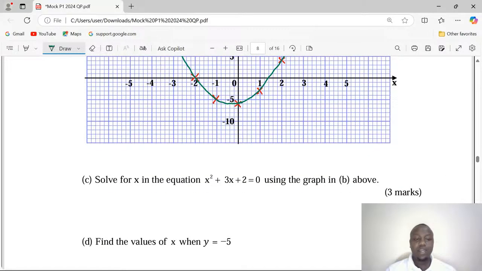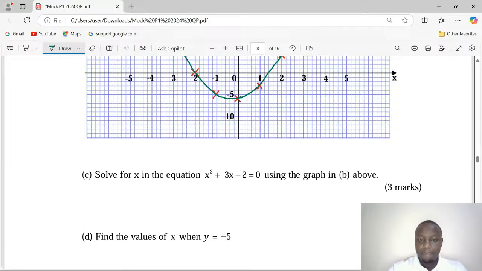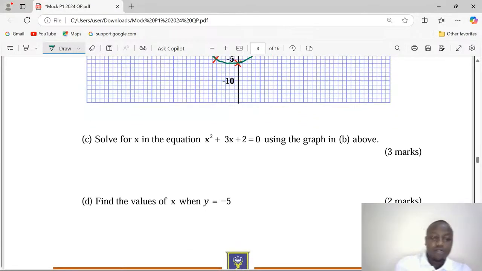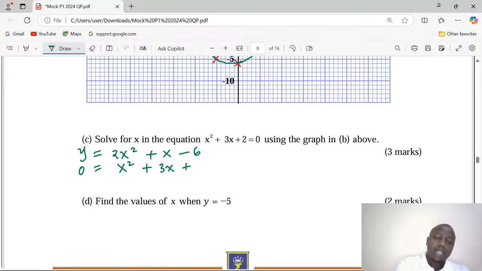Solve for x in the equation x squared plus 3x plus 2 equals 0, using the graph. So for you to solve, you write the first equation that you plotted, y equals 2x squared plus x minus 6. That is the equation that you've plotted. Now the equation that we have to solve is 0 equals x squared plus 3x plus 2. That is the equation that we are solving.